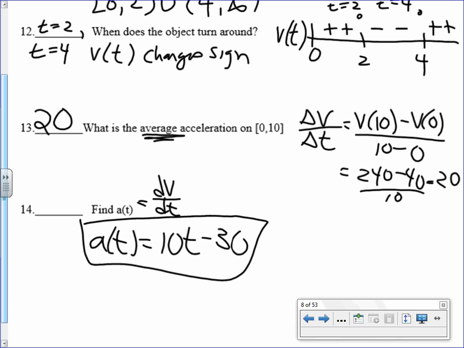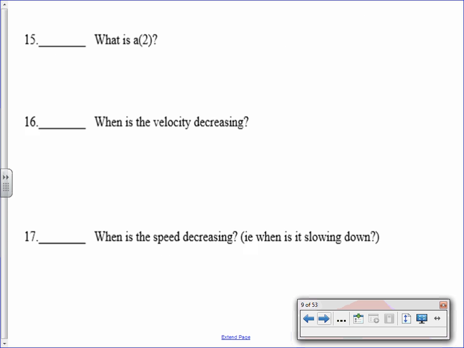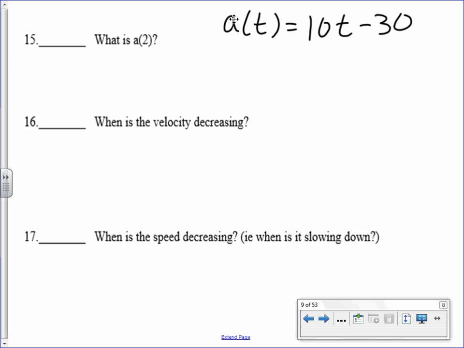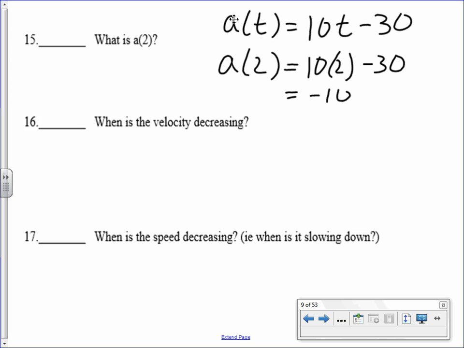Moving on. Let me just write that down. So the acceleration we said was equal to 10t minus 30. So at time 2, it would be 10 times 2 minus 30. That's negative 10.